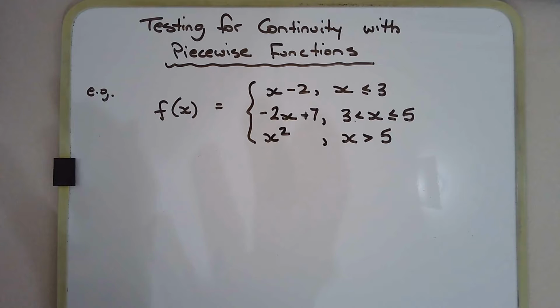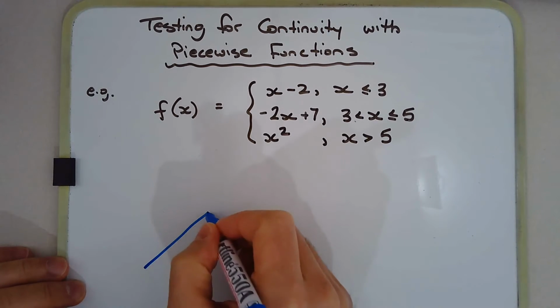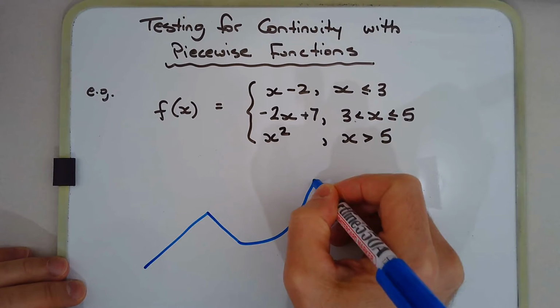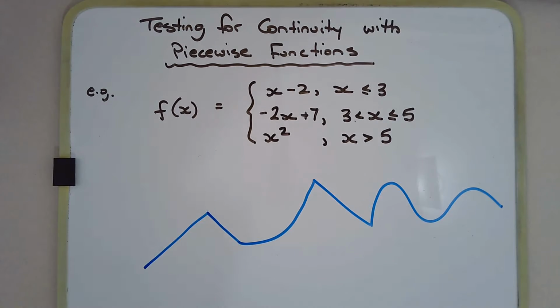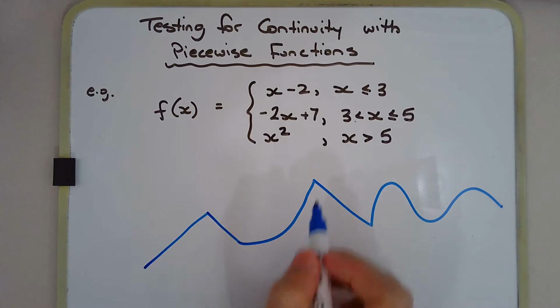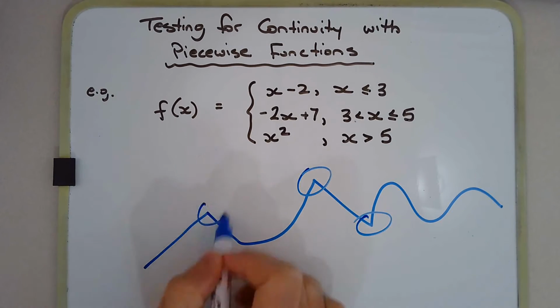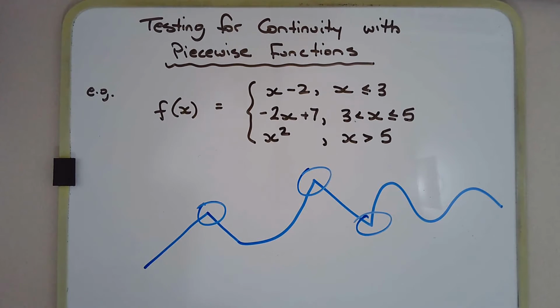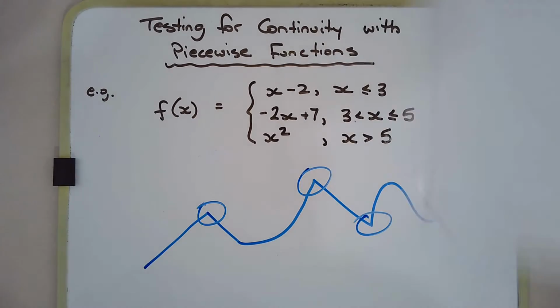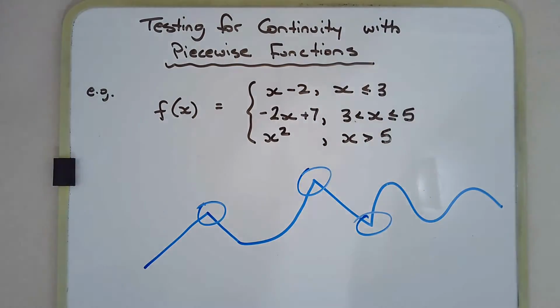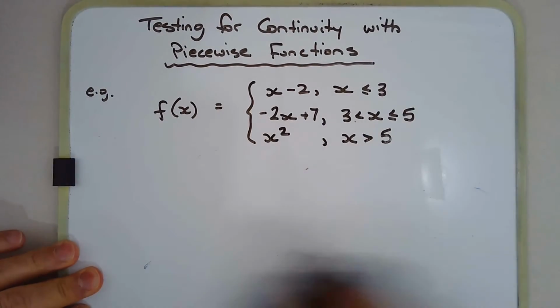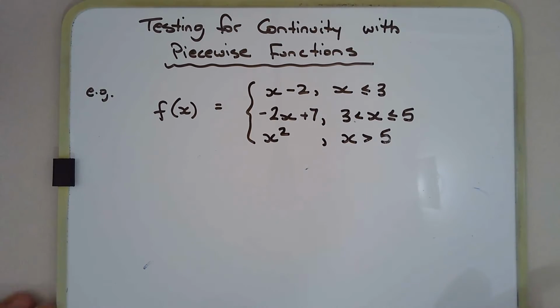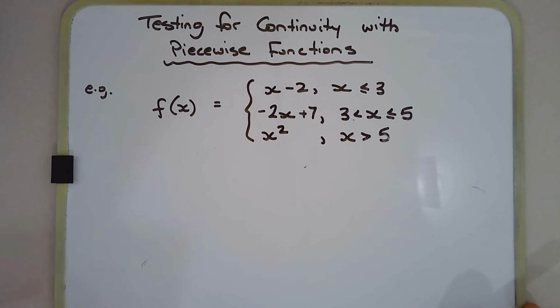So, just a quick recall, continuity means any function that can be drawn without lifting your pen off the page. So if I was to draw that, that's a continuous function. It's not smooth, clearly. There are some sharp corners there, but clearly this is a continuous function because it can be drawn without lifting the pen from the whiteboard. Okay, but we're going to test for this algebraically.